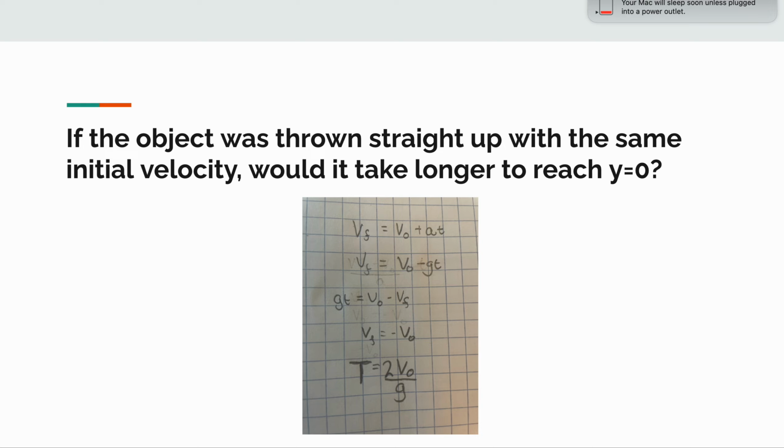Since we're throwing the ball straight up, all of the initial velocity is concentrated in the y direction, so the initial velocity in the y direction would be greater if the ball was thrown straight up compared to our lab. Because of this, and because we know that the time it takes for the object to reach y equals 0 again is proportional to the initial velocity, we know that if the ball was thrown straight up, it would take longer to reach y equals 0 again.